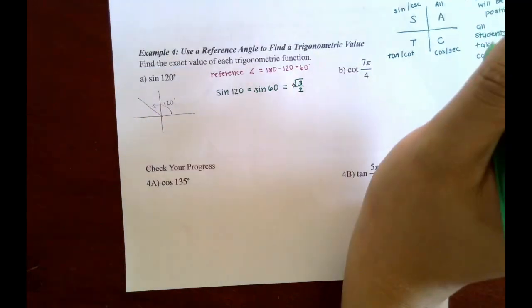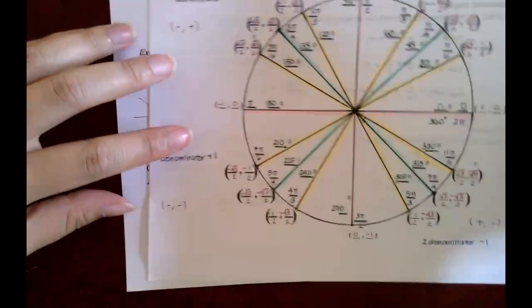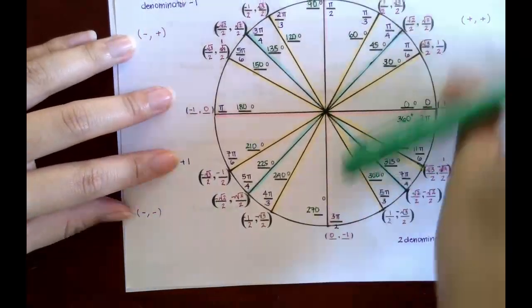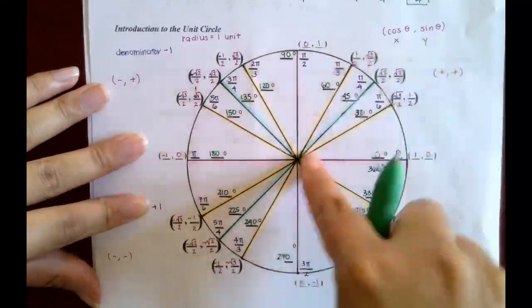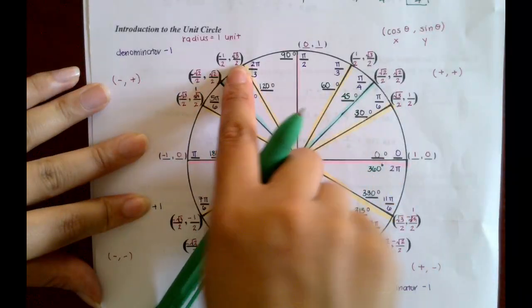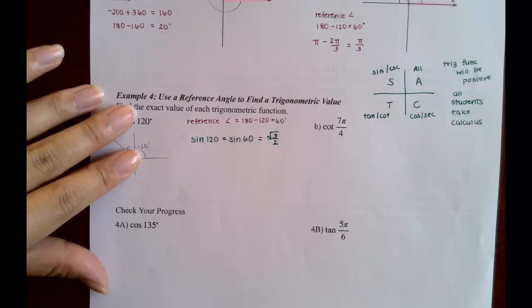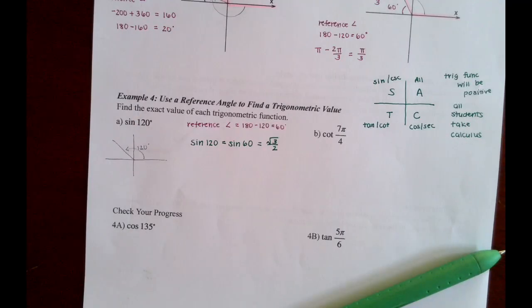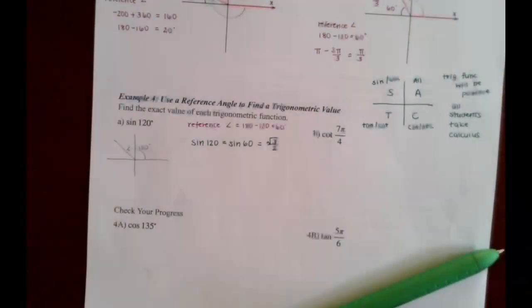Okay. An easy way to remember it is also if you have your unit circle, right? Sine is y. Sine of 120, the y value of 120, is square root of 3 over 2. So that's an easy way to write it. But the textbook just wanted you to practice using reference angle. But for a lot of these, I would just use my unit circle. So you have one. Okay.